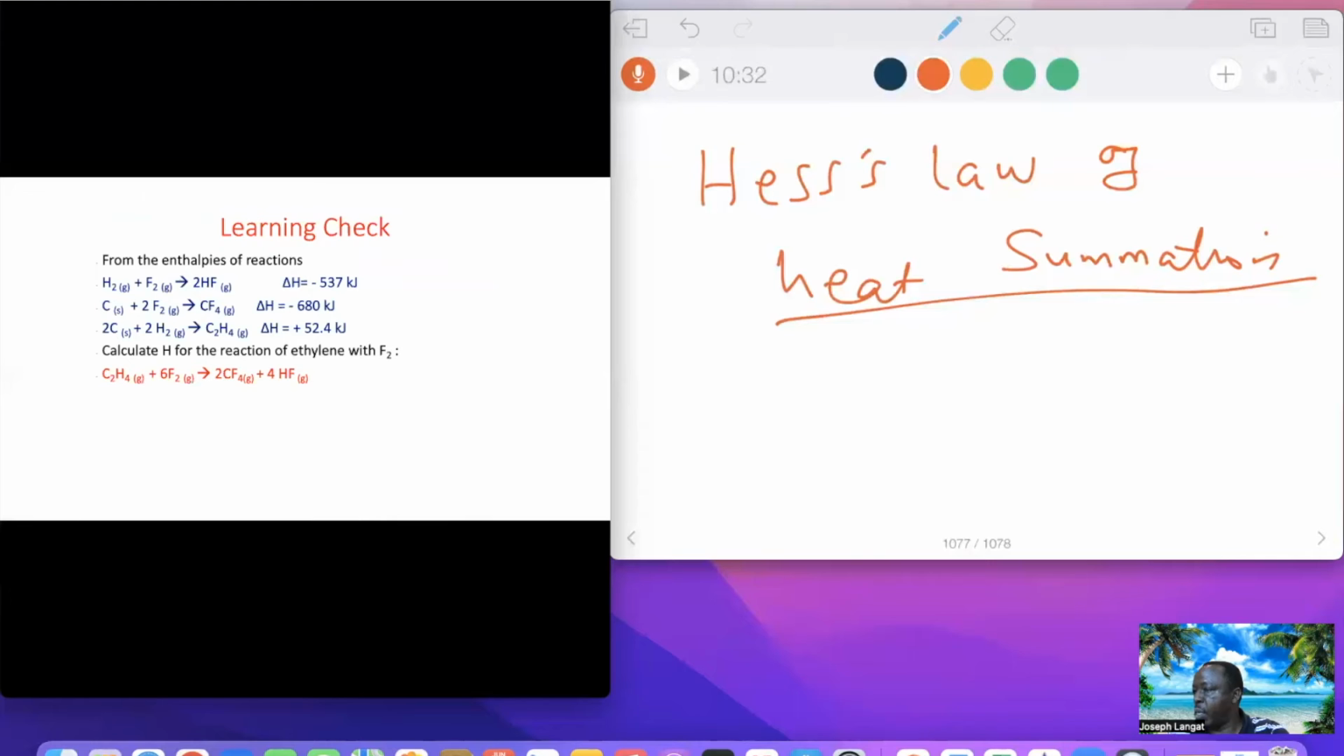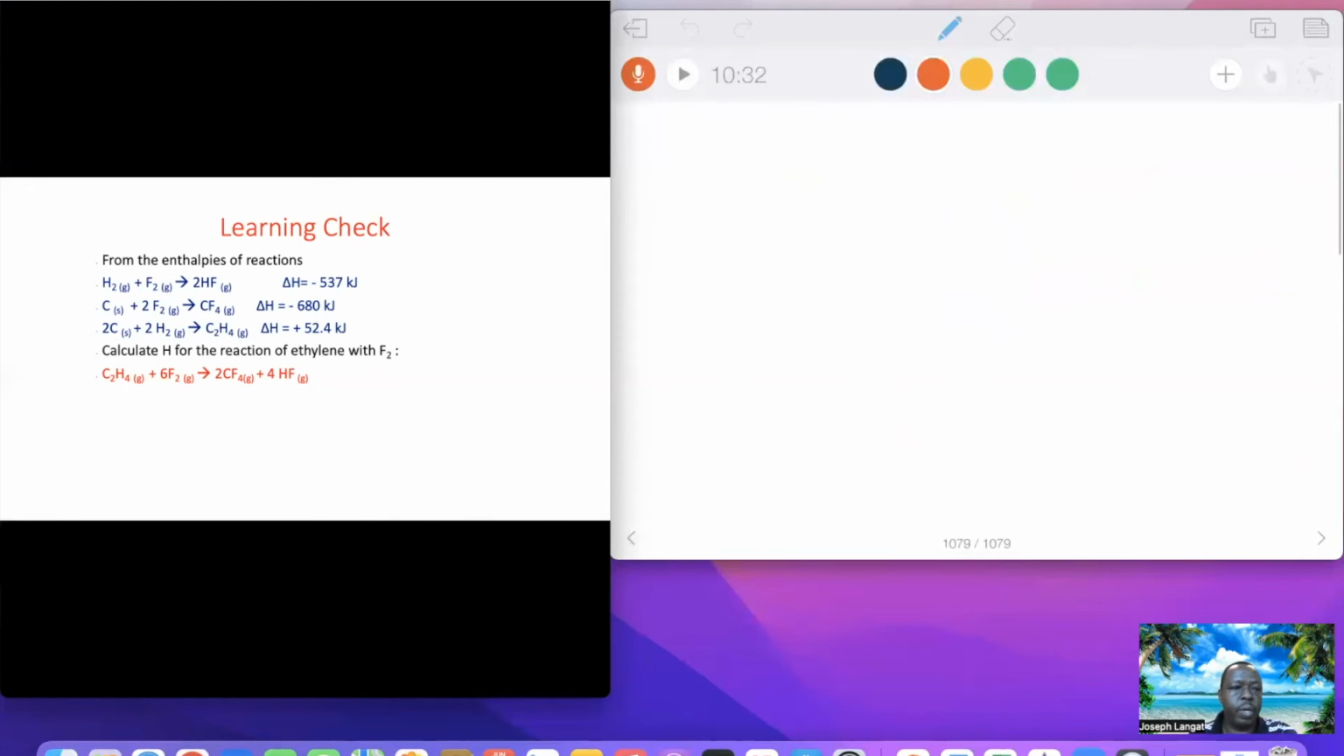So let's look at this. For example, just the way we did the other one in the worked example, from this enthalpy of reaction, this is step 1, this is step 2, this is step 3, all right? If I look at the overall, calculate the change in enthalpy for the reaction of ethylene with fluorine, molecular fluorine. This is the overall reaction from the 3 reactions. We are asked to find its change in enthalpy.